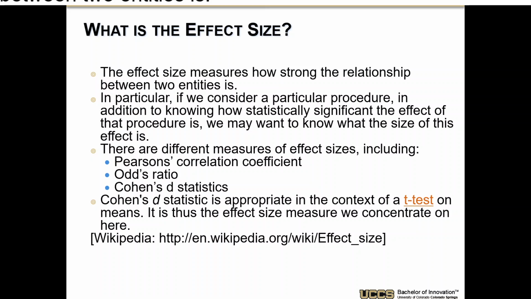The Pearson's correlation ratio, which we'll talk about when we do correlation, the odds ratio, and what's called Cohen's D statistic. Sometimes they drop the word Cohen and just call it the D value. It's appropriate in the context of a t-test. It measures the difference, and that's what we're going to concentrate on in the next couple of slides.